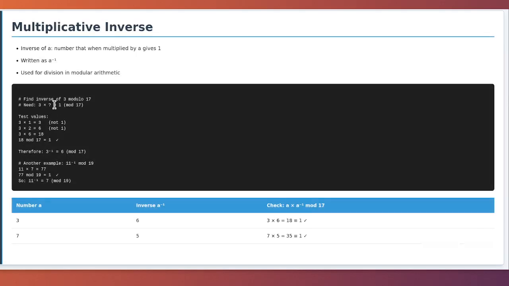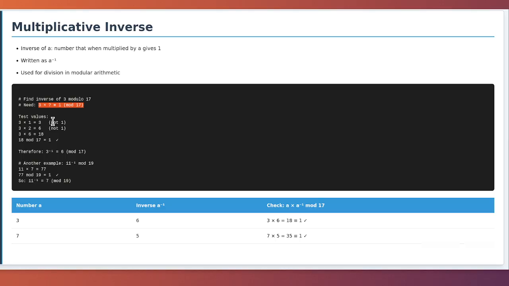Multiplicative inverse. In modular arithmetic, we need to understand the multiplicative inverse. In regular arithmetic, for example, the inverse of 5 is 1/5, because 5 multiplied by 1/5 equals 1. In modular arithmetic, the inverse of a number, a, is another number, b, such that a multiplied by b equals 1 modulo the modulus. This allows us to divide within modular arithmetic. Let me show you an example.